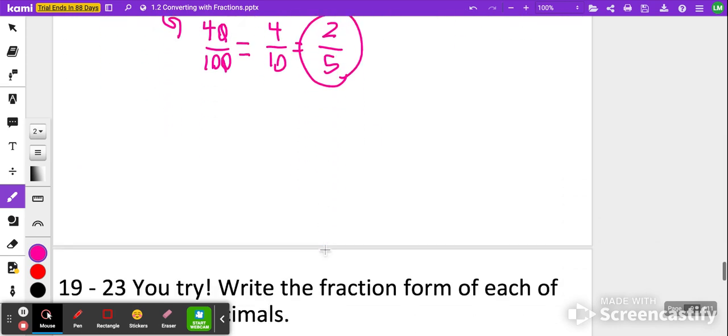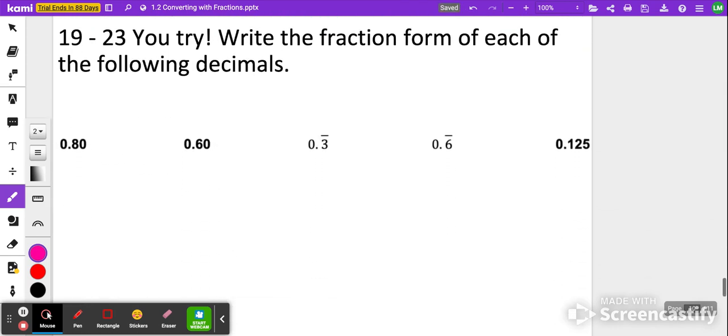Okay, I'm going to have you try these. Some of these you might already know, so you don't necessarily have to do the whole tenths, hundredths, thousandths, but go ahead and number these 19 through 23. Try it, and when you're done, click play.